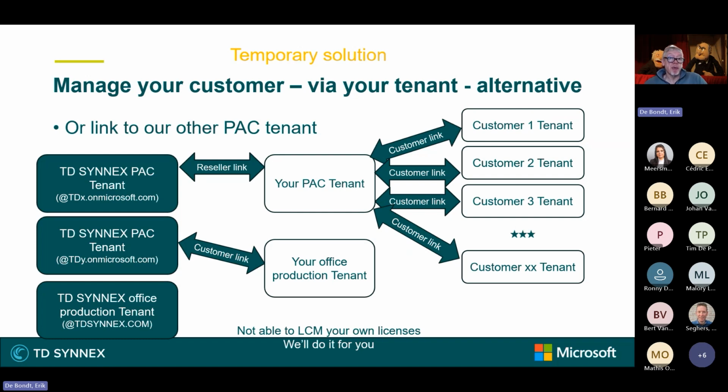But again, this is a temporary solution, depending on our bandwidth, because it takes some time on our side. We are not 50 people to do this. We might agree to put you on a new tenant. Drawback is you will not be able to manage your own licenses. You can buy for every one of your customers. You can do lifecycle management of your customers using StreamOne Ion, but you will not be able to buy for yourself or do lifecycle management on the StreamOne Ion platform.